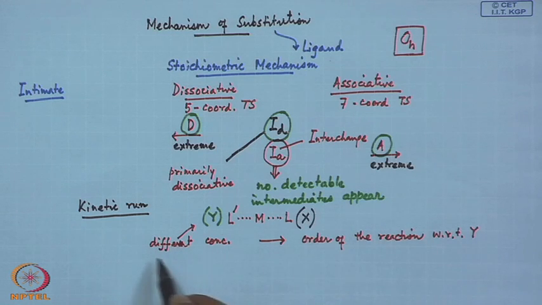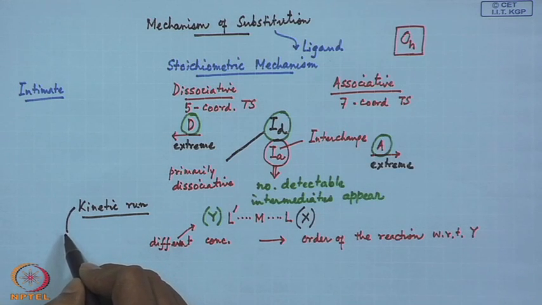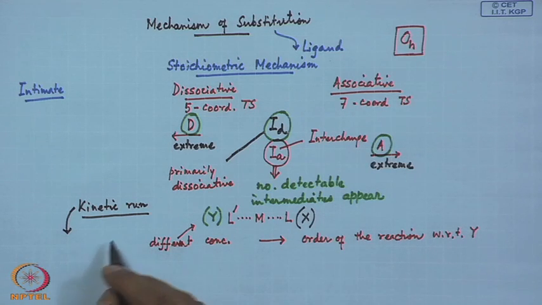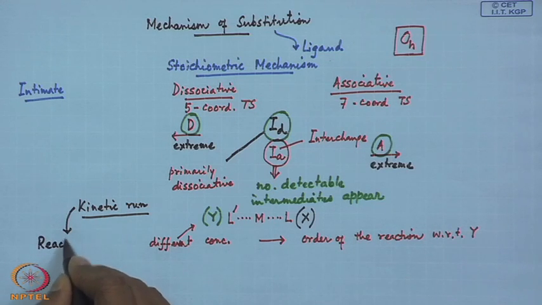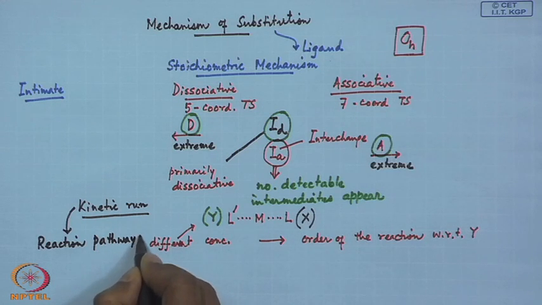we can find out how the variation in the concentration of Y can affect the rate of the reaction, and whether this Y, that means the concentration term Y, is involved in the corresponding rate law for the reaction. So, from this kinetic run, we have the kinetic rate law and the kinetic consequences of reaction pathways. Whatever we are talking about here are the different reaction pathways. We want to know what particular pathway is giving a particular type of product.